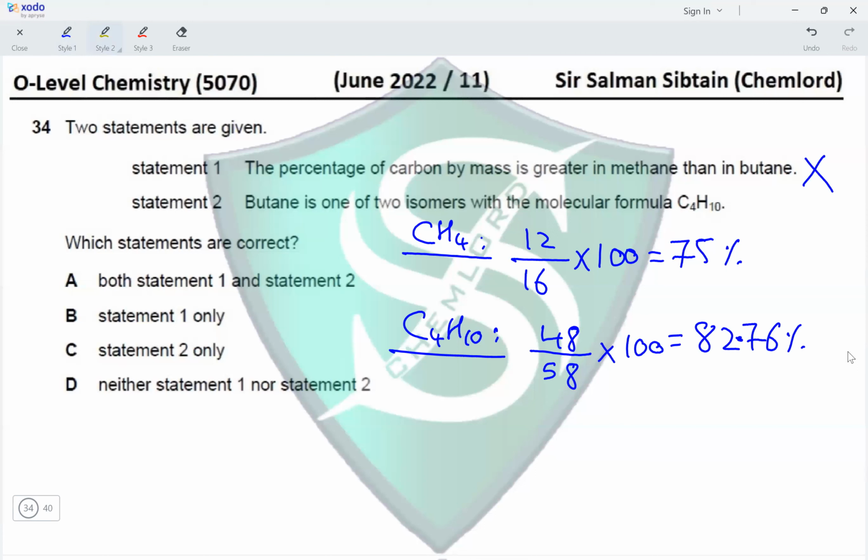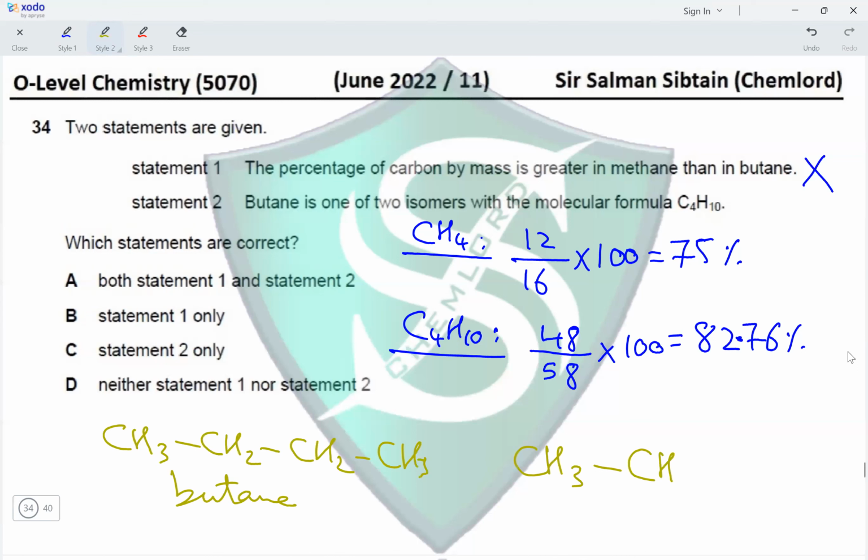Statement 2. Butane is one of two isomers with a molecular formula C4H10. Okay, molecular formula C4H10, it is one of two isomers, butane. So CH3, CH2, CH2, CH3. This is butane itself. And if we make an isomer of butane, we shift the position of one of these carbon atoms, and the only place that carbon atom can be placed is here. And this compound that is formed is called 2-methylpropane.